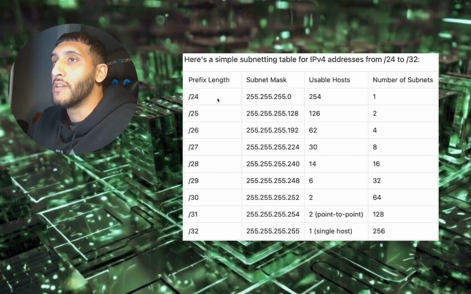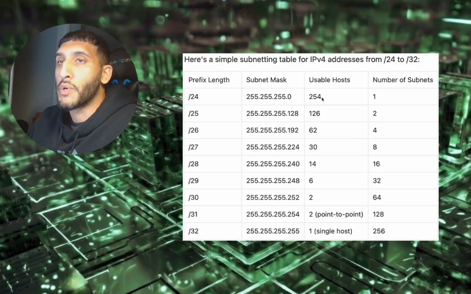So what you have here is 24 network bits, 8 plus 8 plus 8. That's 24. These 24 bits represent the network. So that's why there's a /24 representing the network bits. That means you have 8 bits for the host, which means the host can be anywhere from 0 to 255 essentially. But then notice right here in the usable host column, it only says 254.